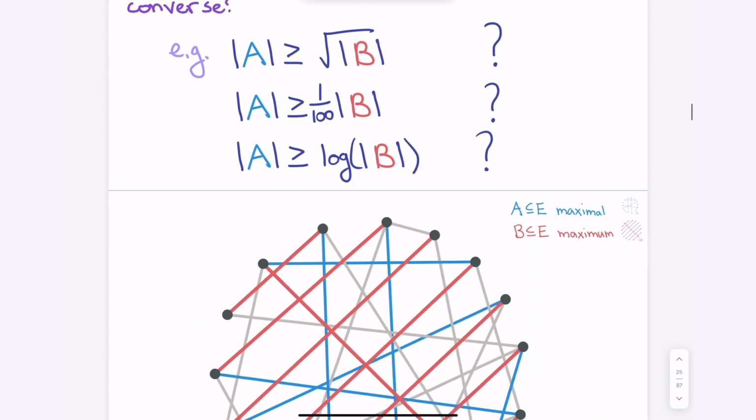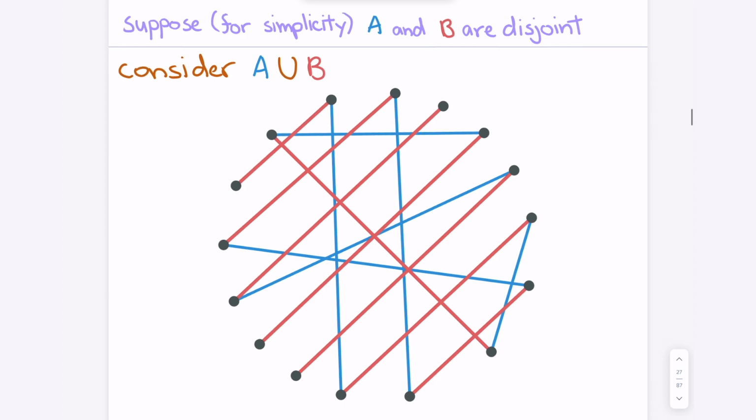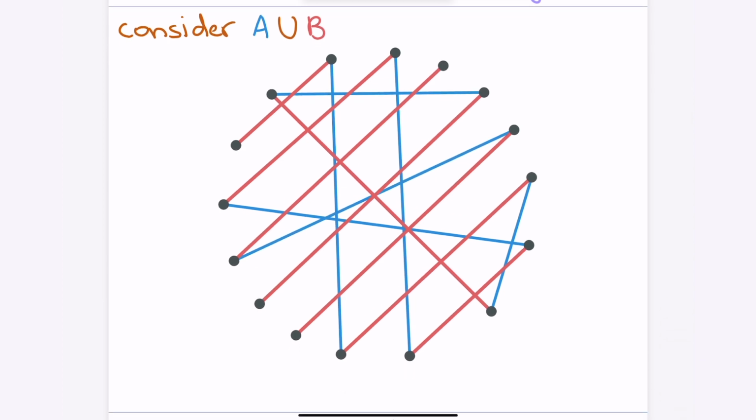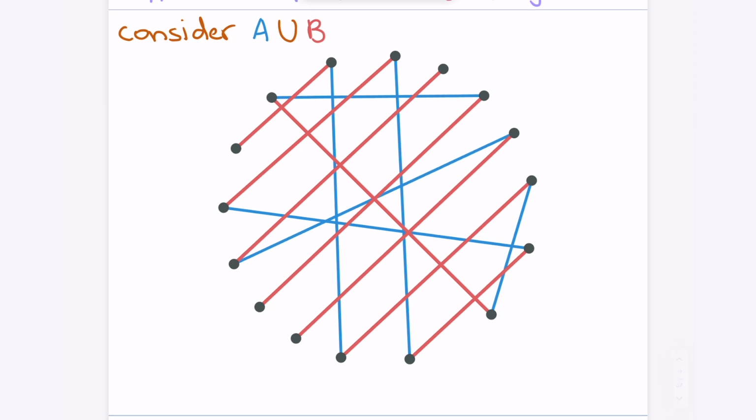Okay, so now what I'm going to do is try to find some relationship between these two cardinalities. I'm going to take some maximal edge set and some maximum edge set. And by just throwing away the things they have in common, we can assume that they're disjoint. Okay? So look at just the graph induced by their union. So throw away all the other edges that aren't under consideration. What's conspicuous about this graph? Or what are some observations about this graph?